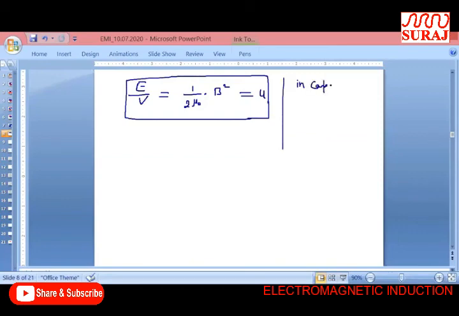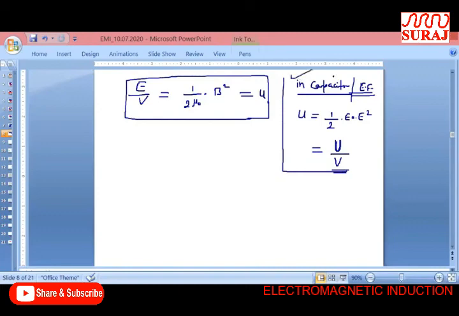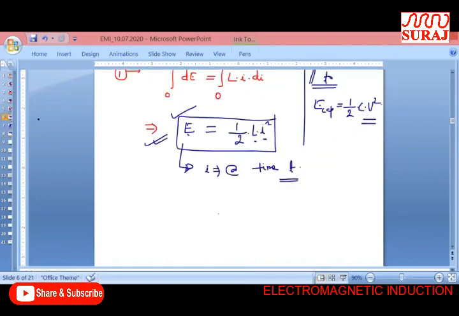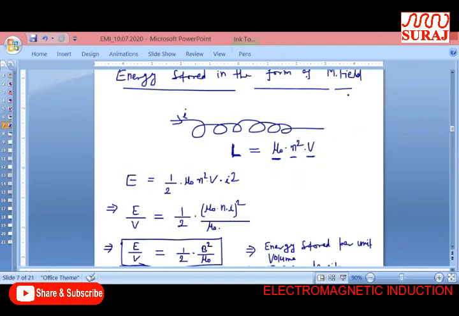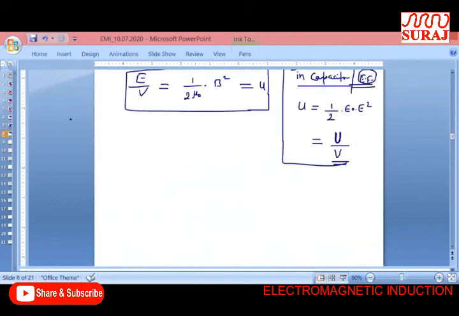In the case of a capacitor, or in terms of electric field, the energy density was half epsilon naught E square. Energy density means energy stored per unit volume. We did these things while calculating the energy stored in terms of electric field. This is the energy stored per unit volume in terms of magnetic field.